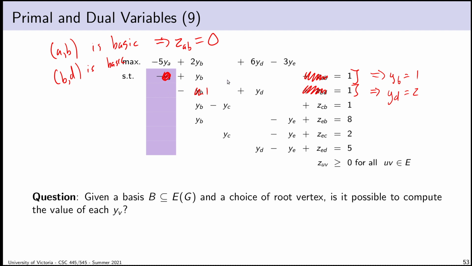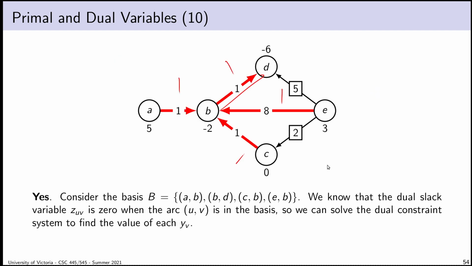So I started with this constraint involving a and b, and then I worked with b and d, and I could work my way down the rest of the constraints that way. So I could do that. And actually, moreover, what I could do is use linear algebra. I could solve a system of equations given all these conditions. And so that means I can definitely compute each of my dual variables.